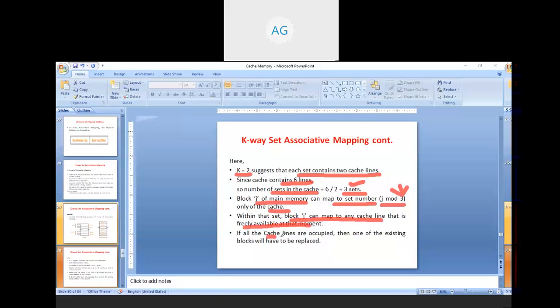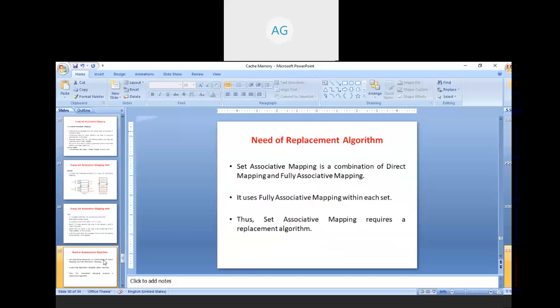If all cache lines are occupied, then one of the existing blocks will have to be replaced. So here also we need a replacement algorithm. We need to replace one cache line in order to fill the newly transferred word from the main memory. So moving to the next slide.